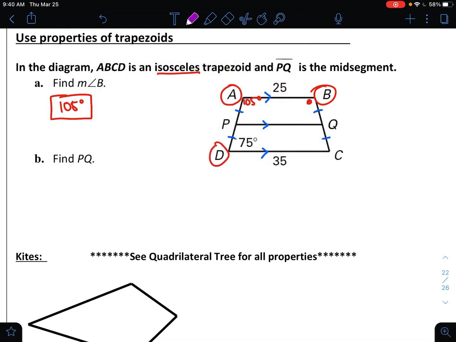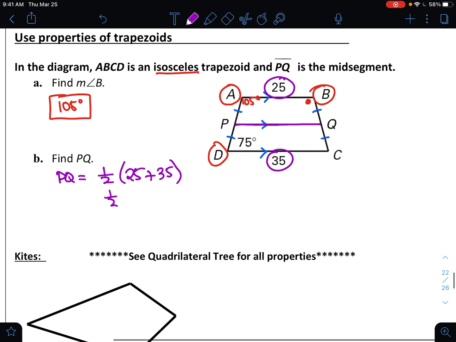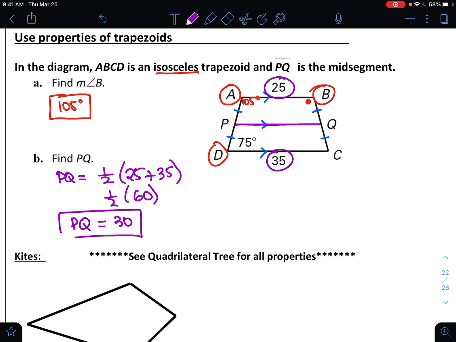Okay, PQ, find the length of PQ. All right, so the midsegment, PQ, is equal to half the sum of the bases. Okay, so PQ is equal to 1/2 of the sum of the bases. Now, you might look at that and be able to determine what the number is. You're looking for the number halfway in between them. If you can't look at that and determine it, then just go through the formula. So half of 60 is 30. So that is the value of PQ.